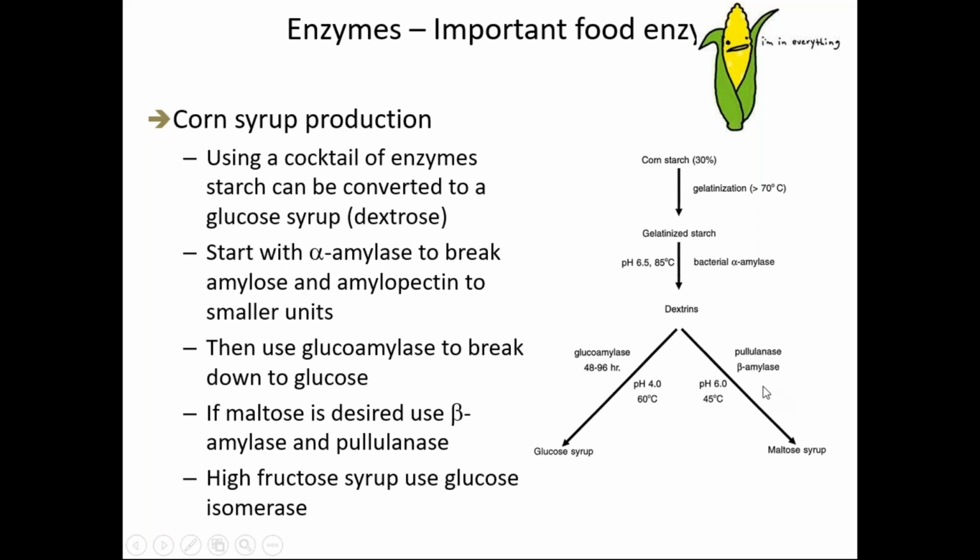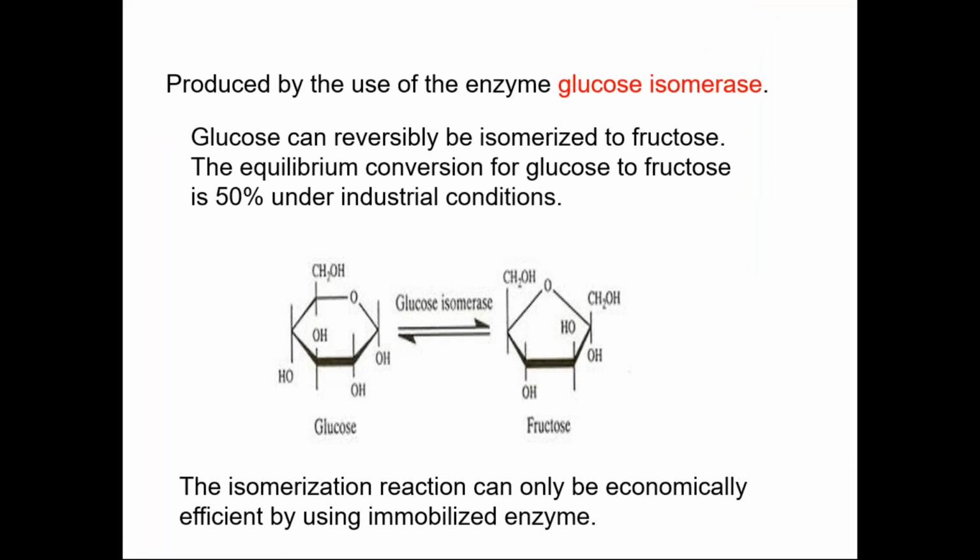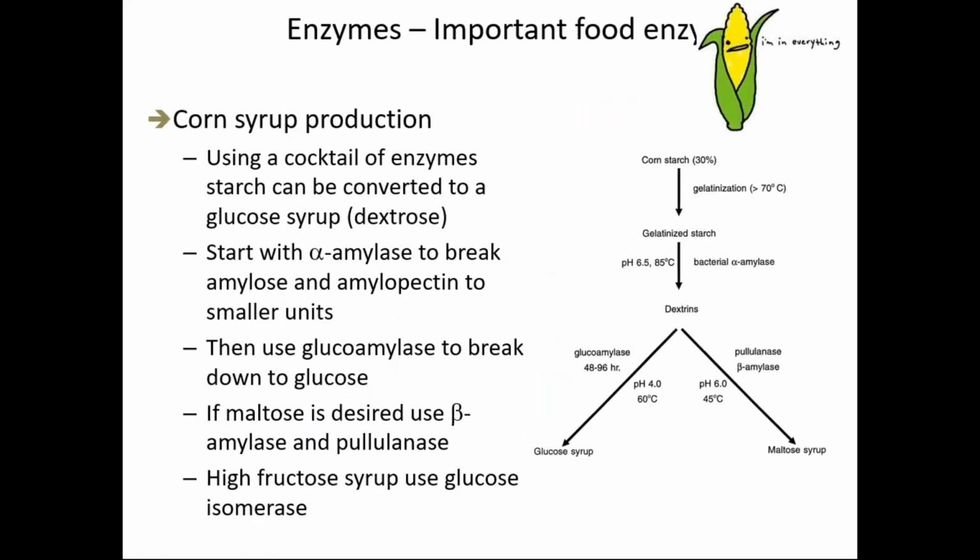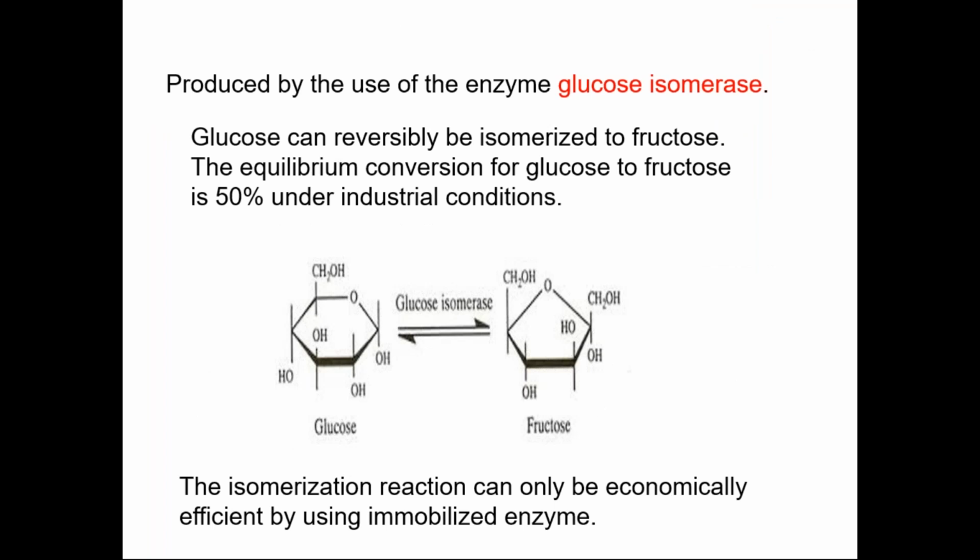If you add pullulanase and beta amylase to the dextrins, what you get is a high maltose syrup. So depending on which end product you require, you use a different pH and temperature regime. That is why it is important. As I said, every enzyme has an optimum pH and an optimum temperature at which it can convert the substrate into a product. Glucose isomerase is an isomerase, so it converts glucose into fructose. So in the last step, glucose isomerase is added to the glucose syrup, and you get the fructose syrup.